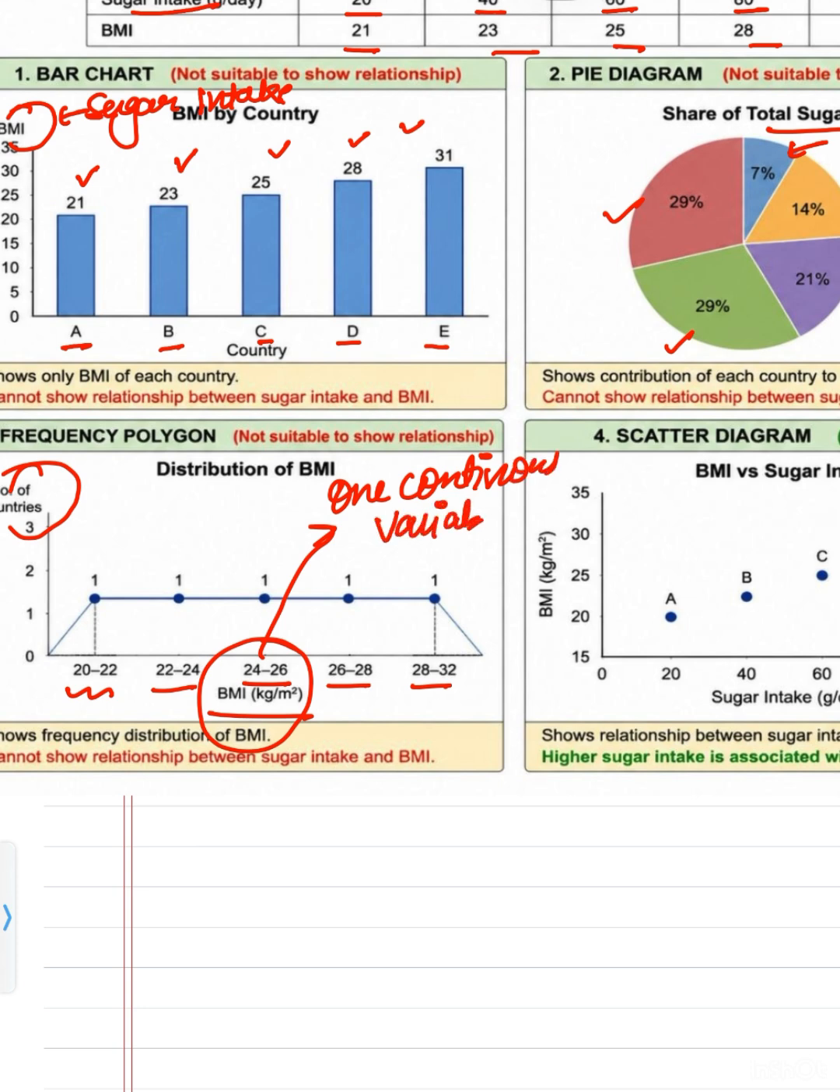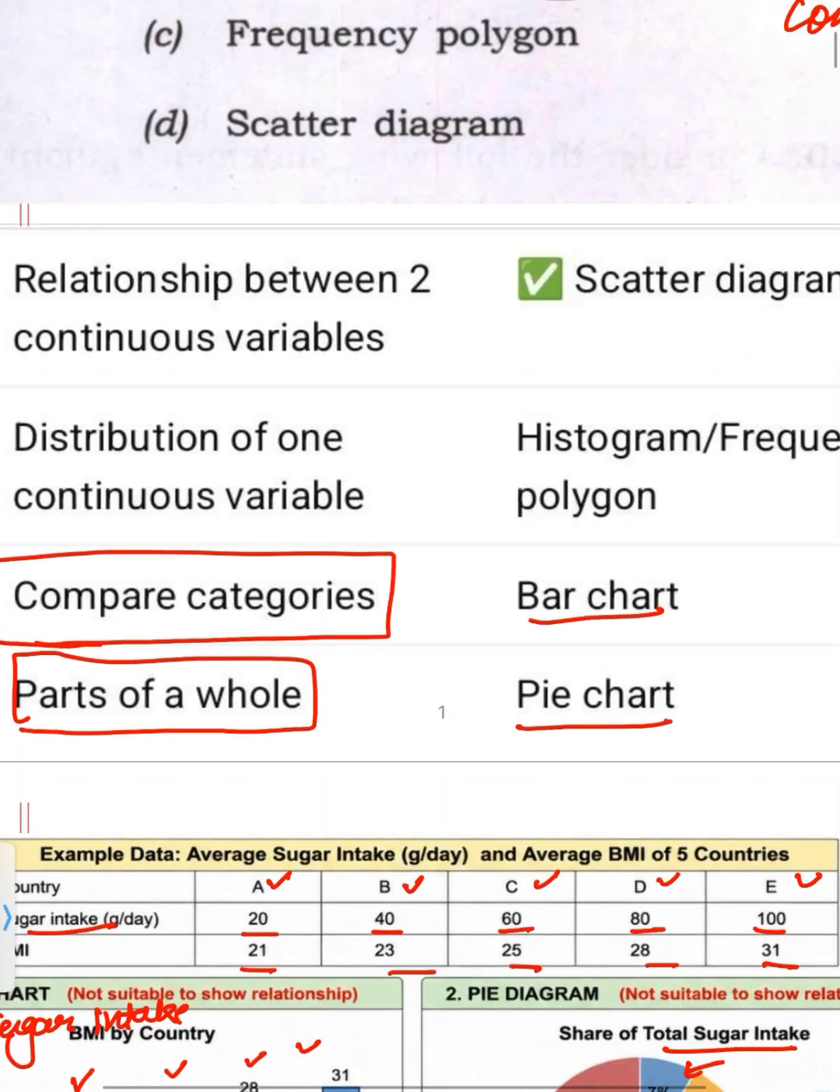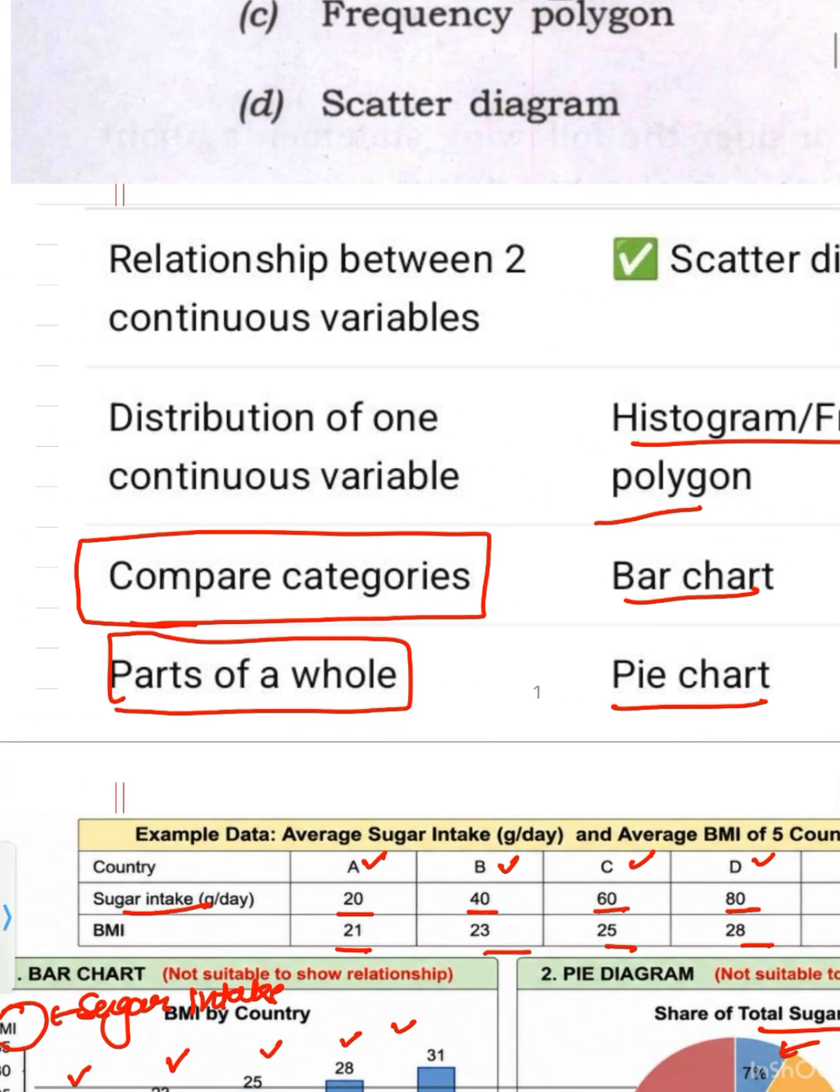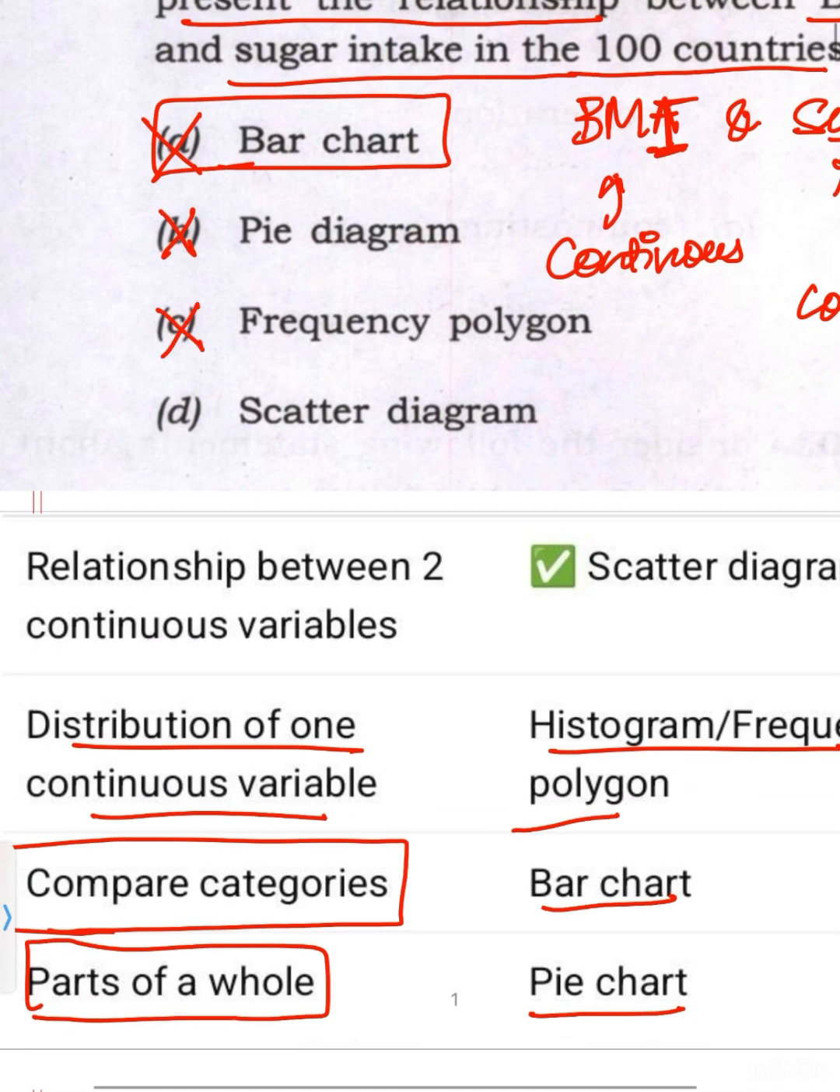We cannot draw it for the two continuous variables. The concept is that a frequency polygon or histogram is drawn whenever we have to plot the distribution of one continuous variable, but here we have two continuous variables. So frequency polygon is again wrong.